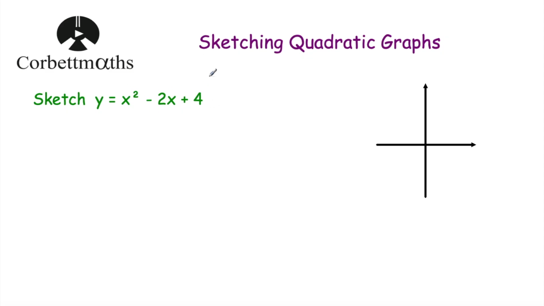So let's have a look at this question. So we want to sketch this. So the first thing I would do is I would consider its shape. And it's x squared, or 1x squared, so the coefficient of the x squared is positive, so it's going to be a u-shaped parabola. So it's going to be a u-shaped graph.